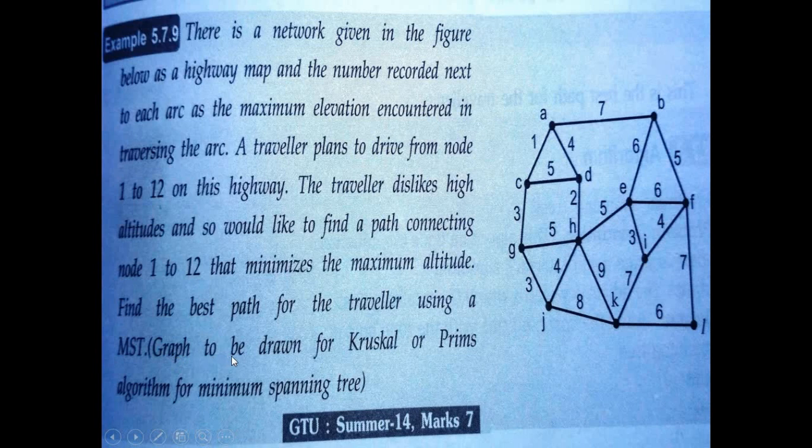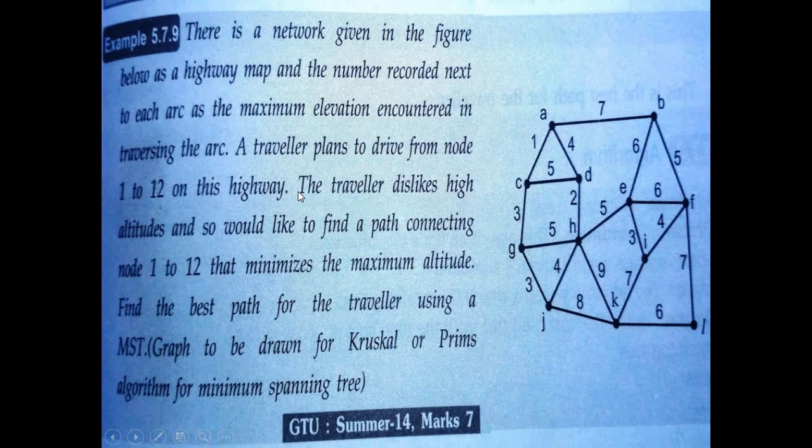Now we can use the graph to be drawn from Kruskal's or Prim's algorithm for minimum spanning tree. Okay, so this example says that there are 12 total vertices and different edges which connect those 12 vertices. From those 12 vertices, we will have to form a minimum spanning tree using Kruskal's or Prim's algorithm. Okay, so that is a very simple question. Let's solve this example.